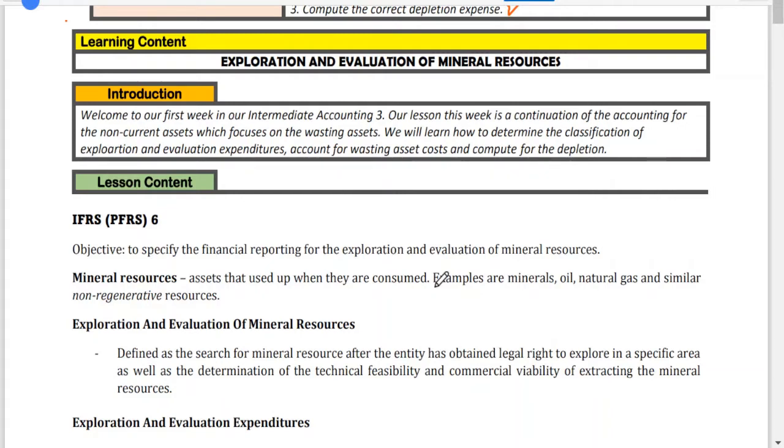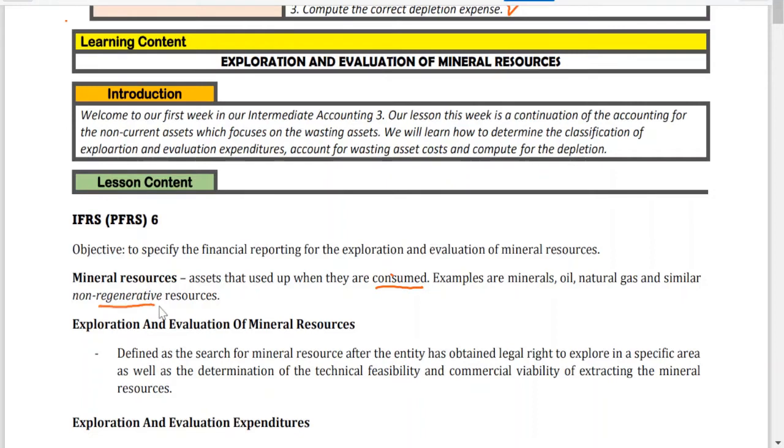The objective of this standard is to specify the financial reporting for the exploration and evaluation of mineral resources. And these mineral resources include those assets that are used up when they are consumed. Examples are minerals, oil, natural gas, and similar non-regenerative resources.